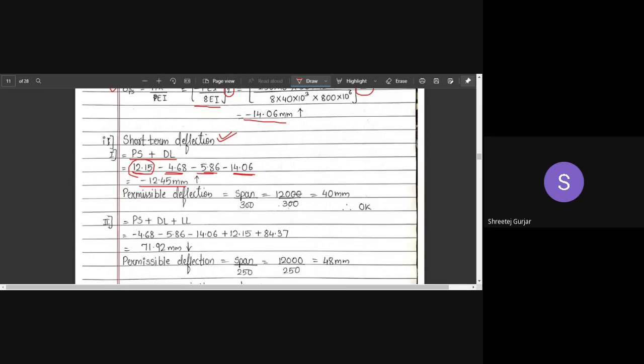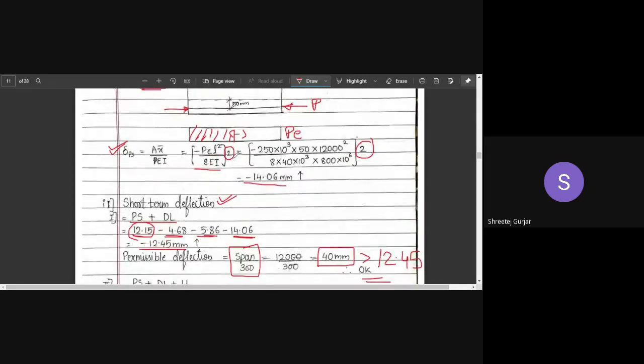So what is the permissible deflection? Permissible deflection, as I've told you, for transfer stage is span by 300. So span is 12 meters divided by 300, convert to mm, then substitute, and you get it as 40 mm. 40 mm is the limit, and how much have we got? 12.45. So it is lesser than the permissible limit, hence it is okay.